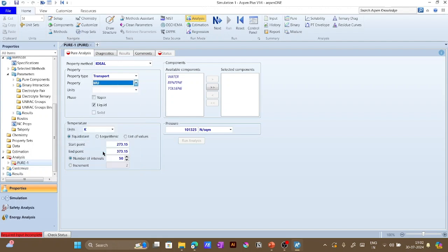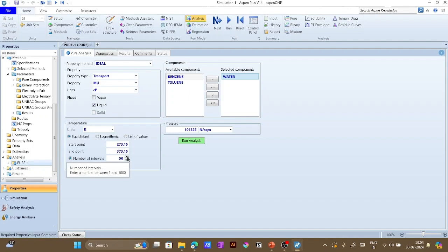So this mu is viscosity of pure component, and then you can specify the units. Okay, so let's say I want to see viscosity in centipoise. I'm adding water, so you have to select this component water and add it. You can specify the temperature range in between where you want to calculate the viscosity of your compound. Okay, so I have specified it. You can change the number of intervals, so you can find the property at specific intervals, and when you do run analysis, the system will run and you will get a plot of viscosity with temperature.